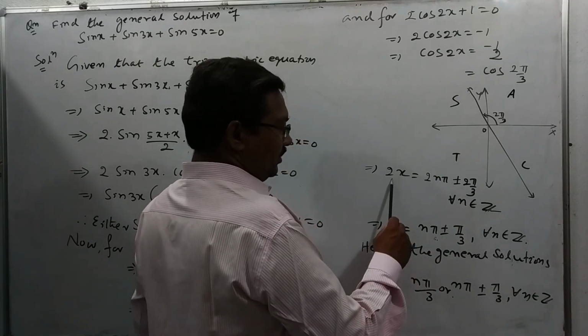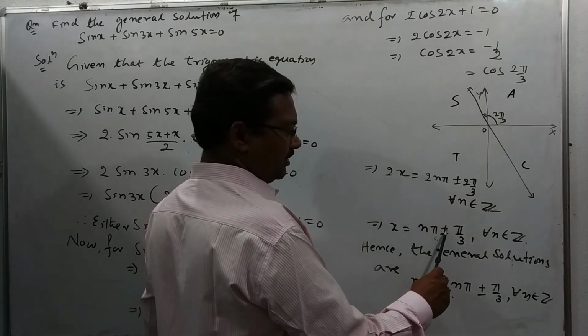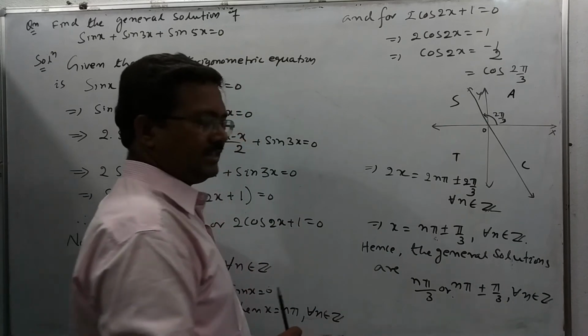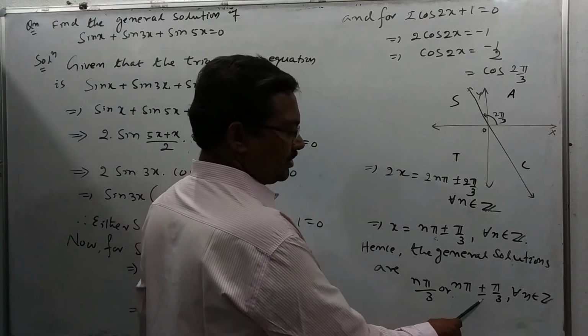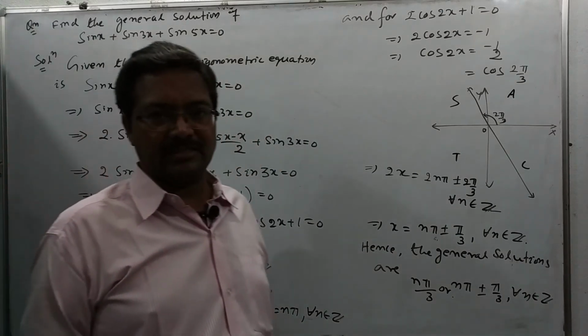So we multiplied by 1 by 2 on both sides, and we got x equal to n pi plus or minus pi by 3 for all n in the set of integers. Hence, the general solutions are n pi by 3 or n pi plus or minus pi by 3 for all n in the set of integers.